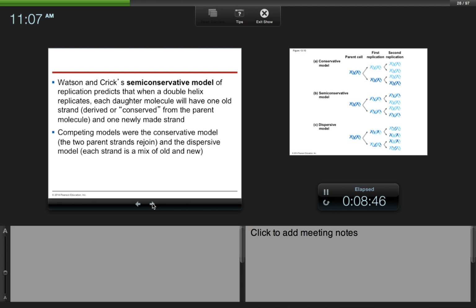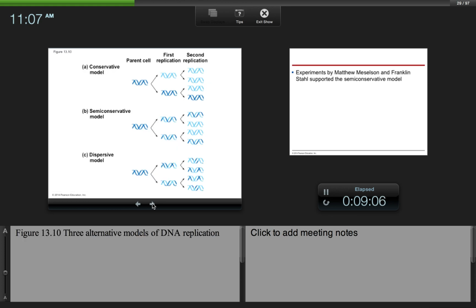Watson and Crick's semi-conservative model of replication predicts that when a double helix replicates, each daughter molecule will have 1 old strand and 1 newly made strand. Competing models were the conservative model, the 2 parent strands rejoined, and the dispersive model, each strand is a mix of old and new. So here with the 3 models, we know that the semi-conservative model is the correct one. Okay, so we have this DNA, it unwinds and unzips. The light blue is the new DNA. And then when these unwind and unzip, this is what we end up with.